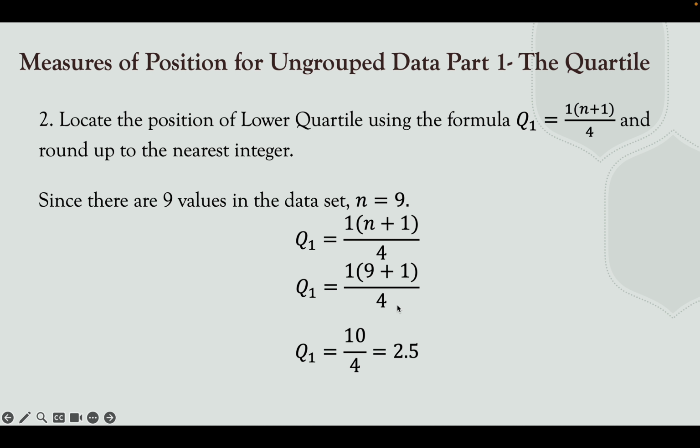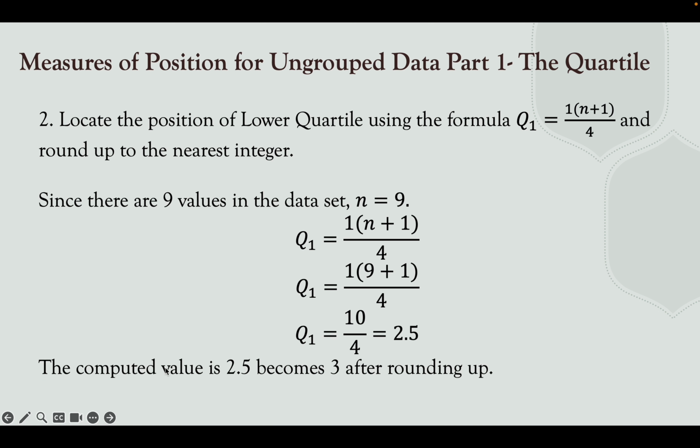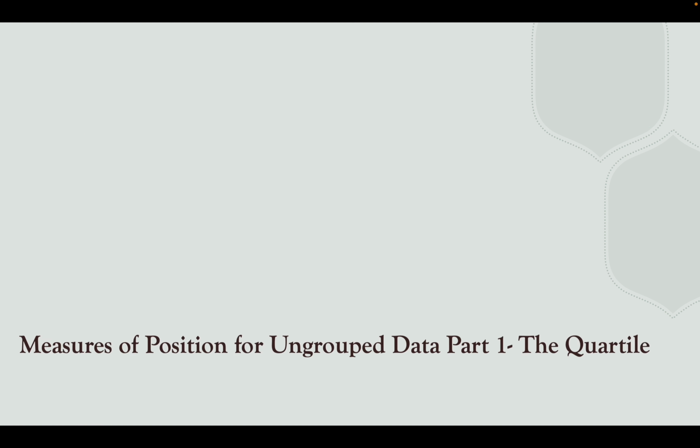So, 9 plus 1, we have 10. Times 1, we have 10. 10 divided by 4, we have 2.5. So, the computed value, 2.5, becomes 3 after rounding up. Again, for the lower quartile, we need to round up, class.